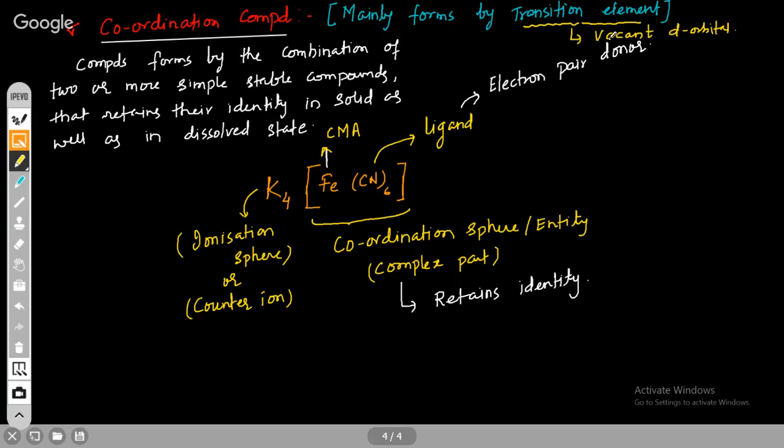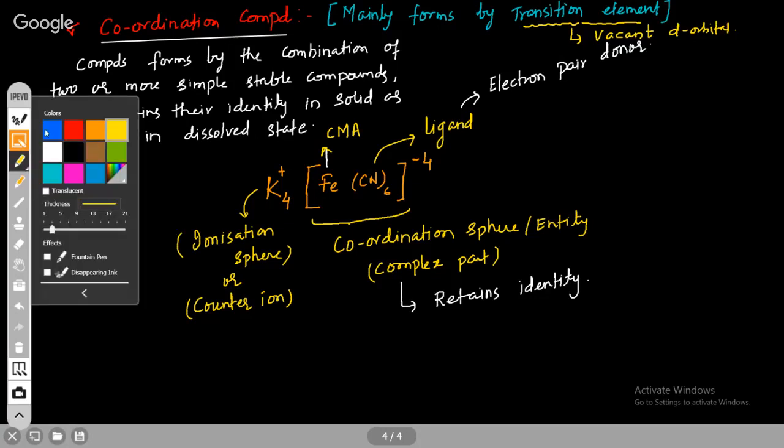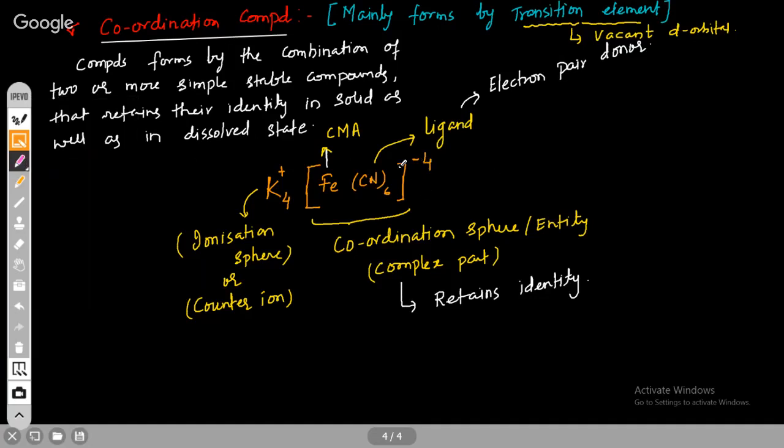Another thing is this. You see the complex part in this example, K4[Fe(CN)6]. K is positively charged. If you find the charge on the complex part, it is negative, right? It is -4 on the complex part, and 4 times +1 on the potassiums. So when a negative charge is present on the complex part, the molecule is said to be a complex anion. The name is not that important, but I'm just giving you this small information.